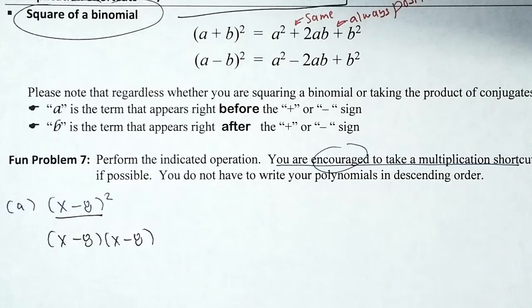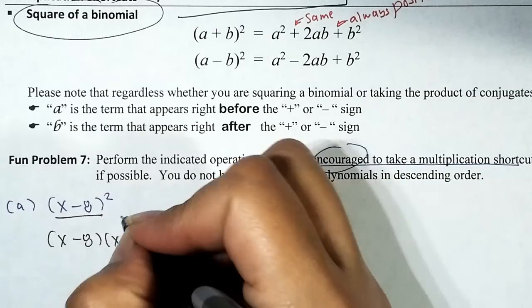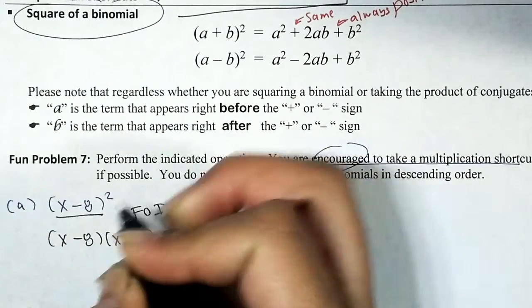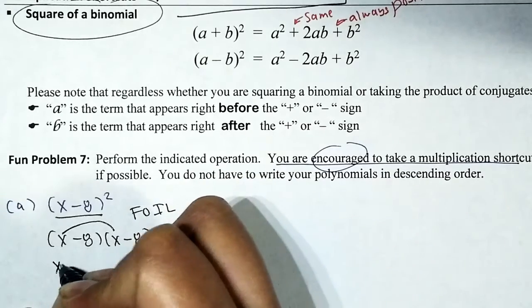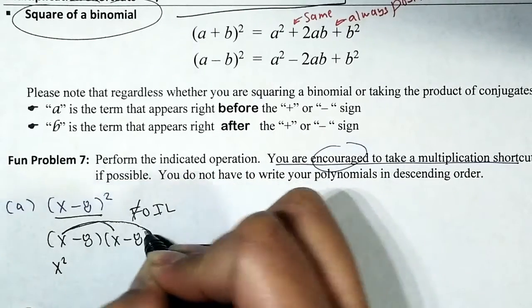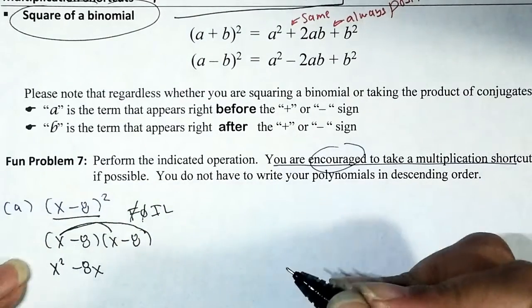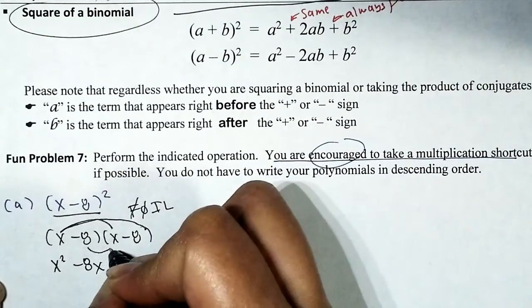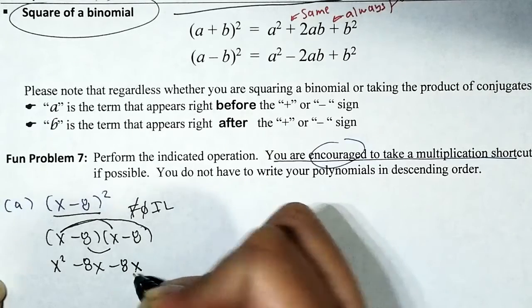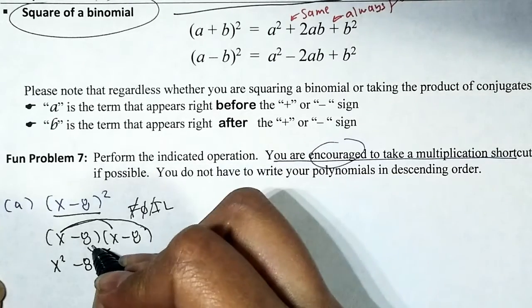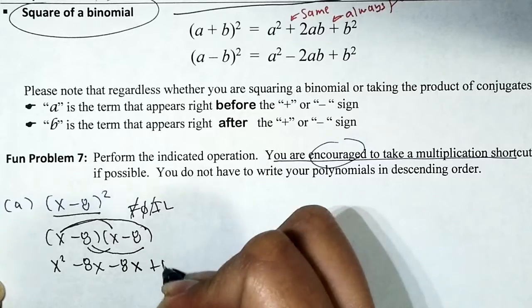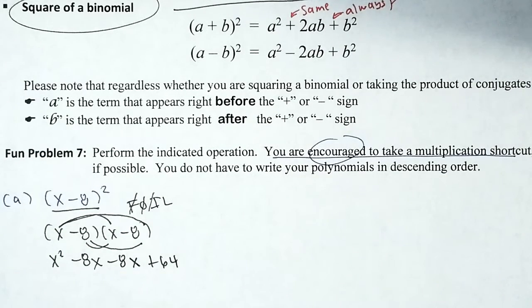Now that we have a product of 2 binomials, let's go ahead and FOIL it out. Product of the first terms gives us x squared. Product of the outer terms, namely x and negative 8, will give us negative 8x. Product of the inner terms, negative 8 times x, will give us negative 8x. Product of the last terms, negative 8 times itself, will give us 64. Okay, we took care of our 4 products.